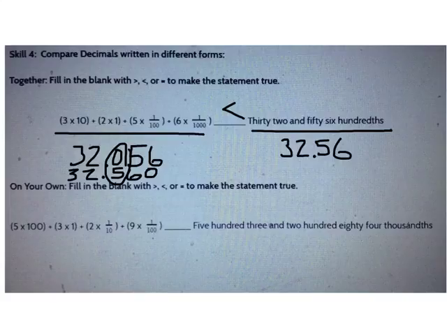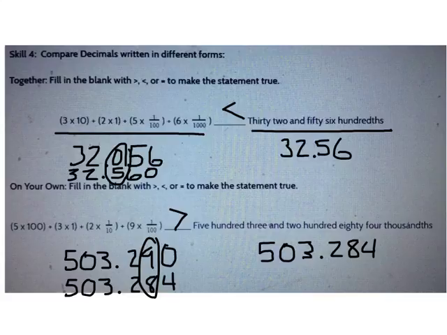Now you try one. Write both numbers in standard form and use the standard form to make a comparison by lining up the decimal points. The first number is bigger. 503 and 29 hundredths is larger than 503 and 284 thousandths because 9 in the hundredths place is greater than 8 in the hundredths place.